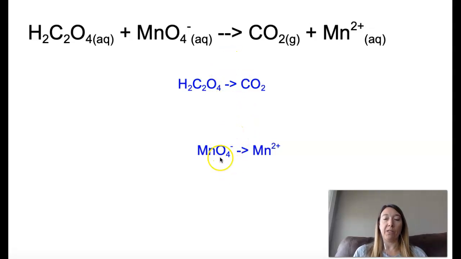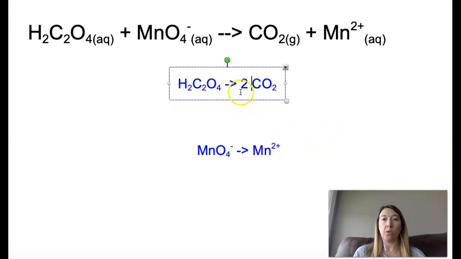Our next step is going to be to take care of balancing the atoms that are not O and H. So when I look at this one, I have C2. I only have one C over here. So we're going to add a 2 in front of the CO2 to take care of that, right? Now our C's are balanced. We have 2 and 2. We then can look at our second equation. Well, we have one Mn and one Mn, so we don't have to worry about that step for this one.